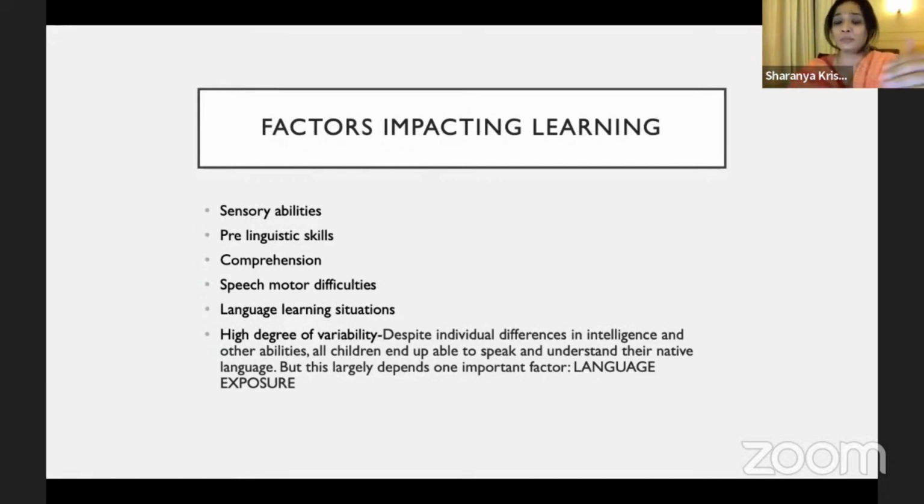The second factor that I would like to highlight here is pre-linguistic skills. So what do you mean by pre-linguistic skills? The basic building blocks, the basic foundation skills that are required for language learning. So this could be attention, joint attention, concentration, sitting tolerance, turn taking, eye-hand coordination. All these things form the basis of learning any skill. Forget language. It could be any skill. So these are the next set of skills that are considered very important.